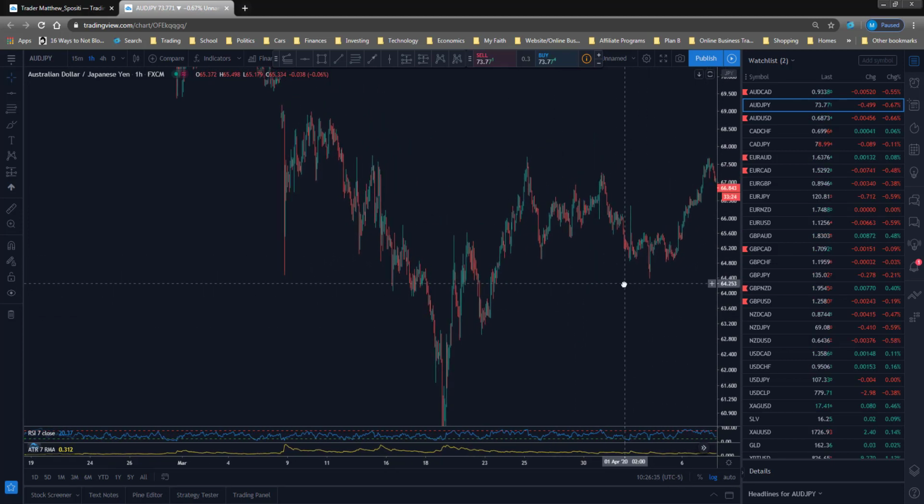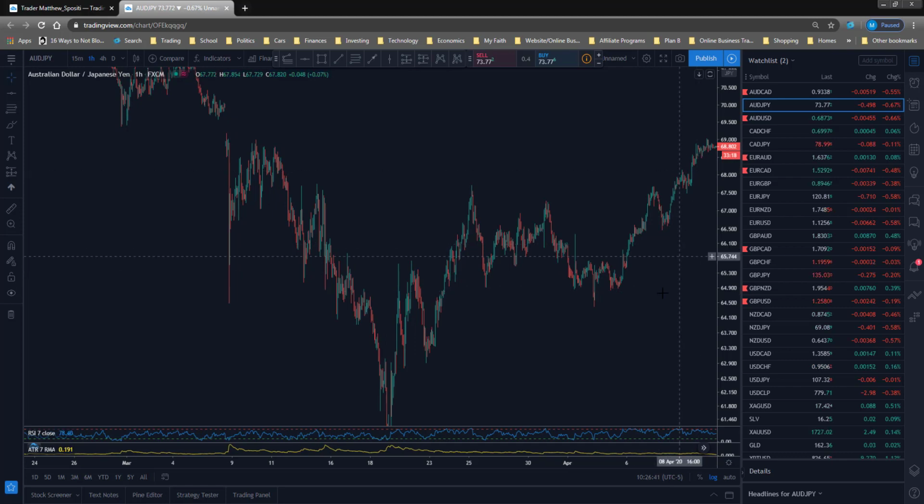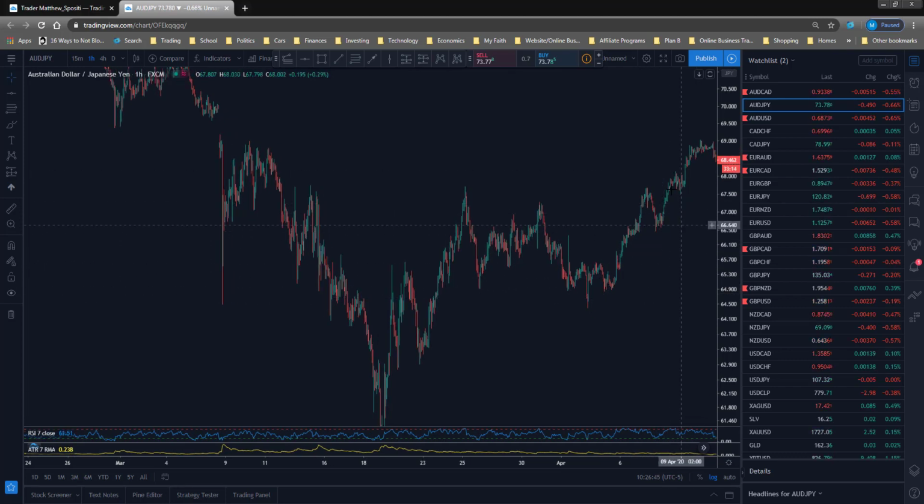And if you did that, you could clearly see, okay, well, we finally broke structure to the upside. Now I'm going to look for a retracement back down here, somewhere in this area, and that could give me a long position. So we now know that we're still bullish, and that gives us a good identification and some confidence in the direction that the market wants to go in.